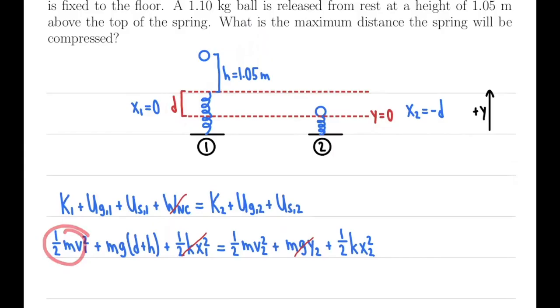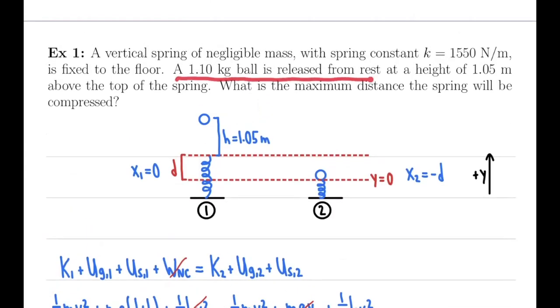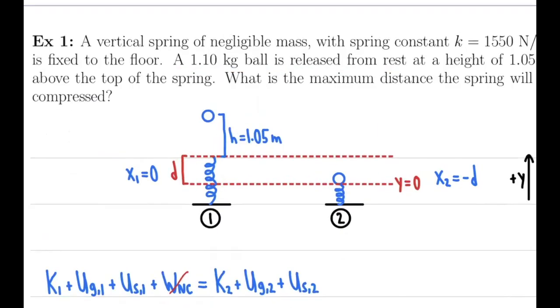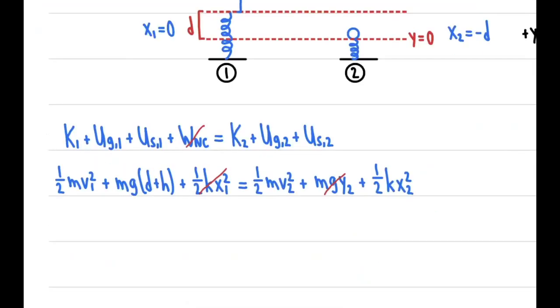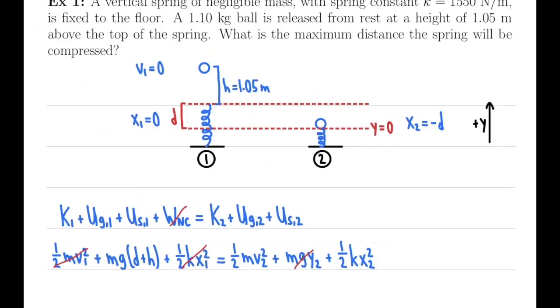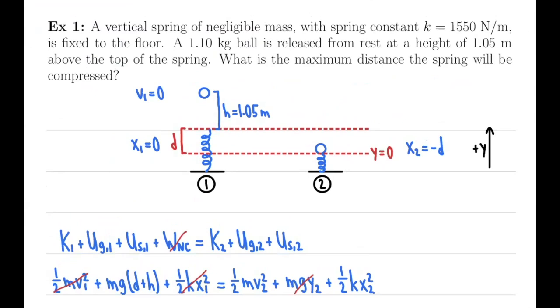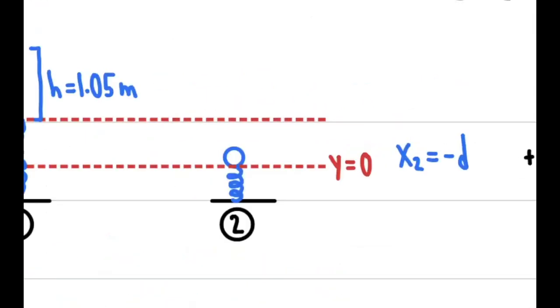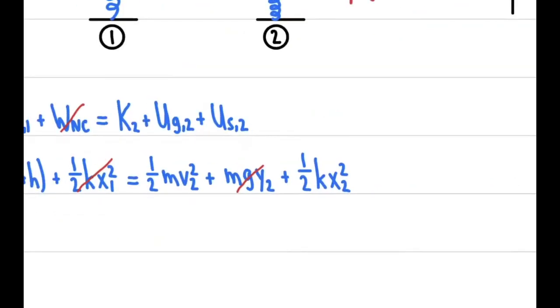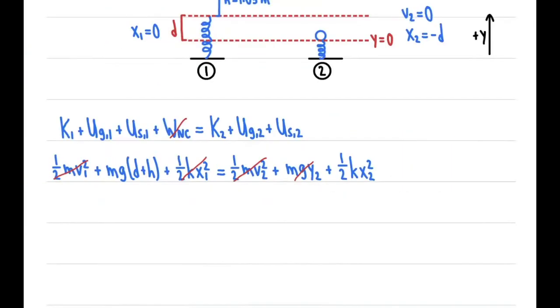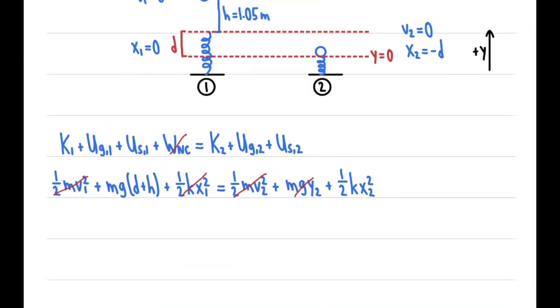Do we know anything about the velocities? Let's look at the problem. It says that the ball is released from rest. So that means V1 right here is 0. So we can actually cancel this out. And what's going to be the speed of the ball when the spring is at its maximum compression? 0. Yeah, 0. So V2 is also 0. So I can cancel this out as well. I'm just canceling a bunch of stuff out. Cancel culture. It's a real thing.